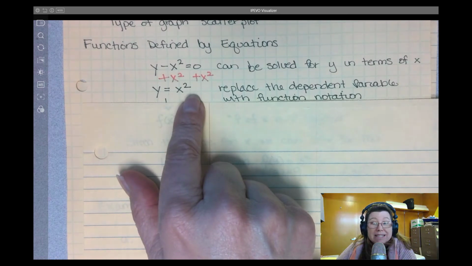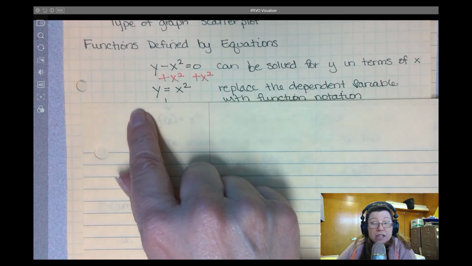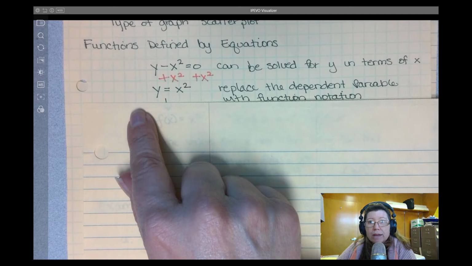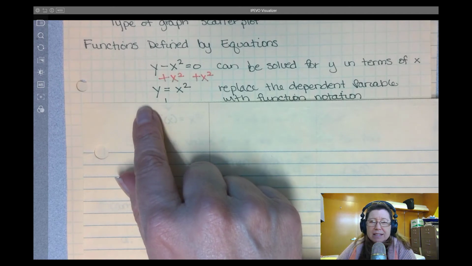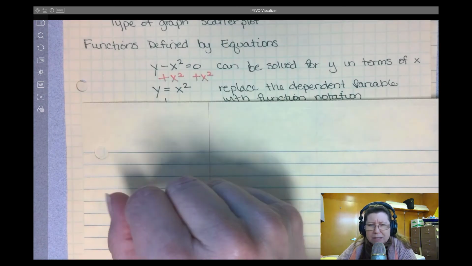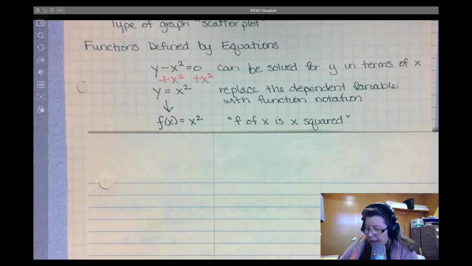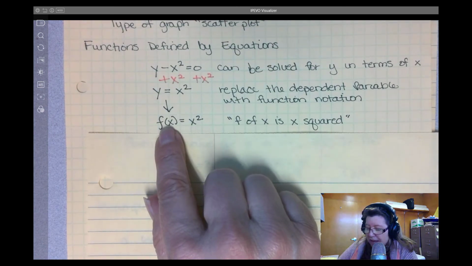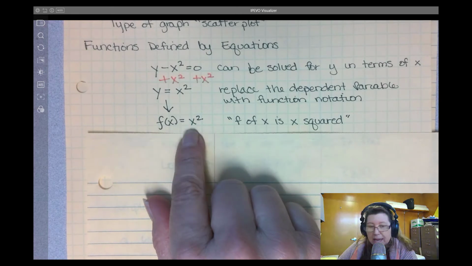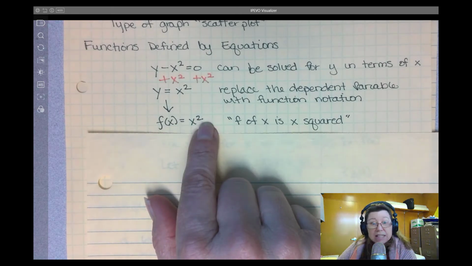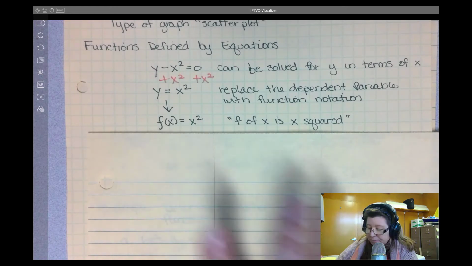Now we're going to replace the dependent variable with the function notation. Again, you can name this function anything you want. F, G, Q, just don't call it x because it would be weird to have x of x. That would be a little weird. I'm going to call it f. And so f of x is x squared, or f of x equals x squared. So this is function notation.